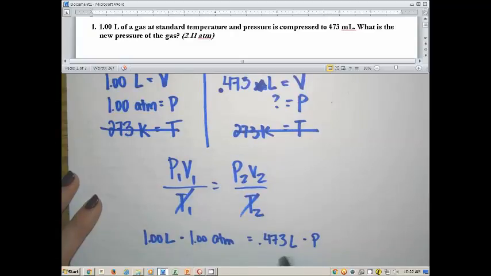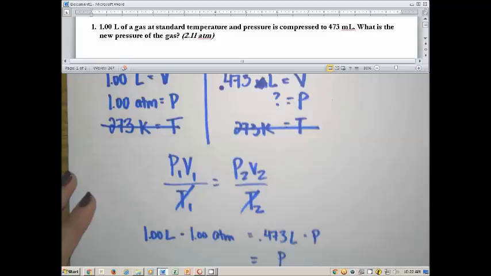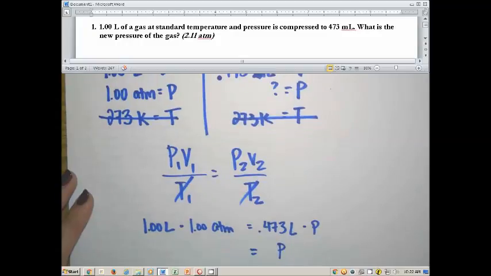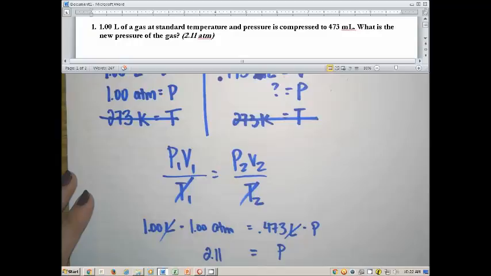It really doesn't matter as long as they stay together. And then what I need to do after that is I need to divide both sides by 0.473, and I will get a pressure as indicated up above. I do have the answer up there of 2.11. And if I'm confused about what units to put, when I divide both sides by 0.473, I also divide by liters, which means my liters are going to end up canceling out. My answer has to be in atmospheres. Alright, let's look at another problem.